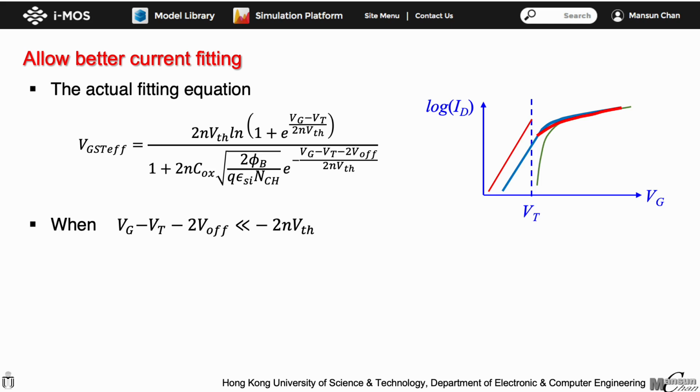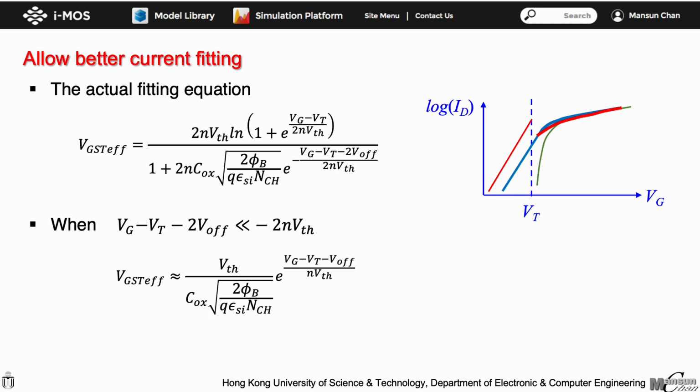When Vg minus Vt minus 2V off becomes very negative compared with minus 2mV thermal, the exponential term in the denominator will become very large, and the 1 in the denominator can be removed. The natural log and exponential function in the numerator can be approximated by an exponential function like what is discussed before. Then, the exponential function in the numerator and denominator can be combined to give the following expression.